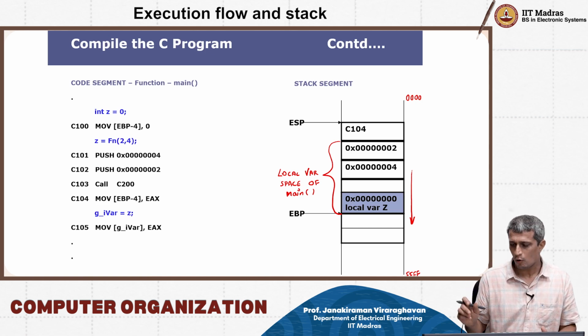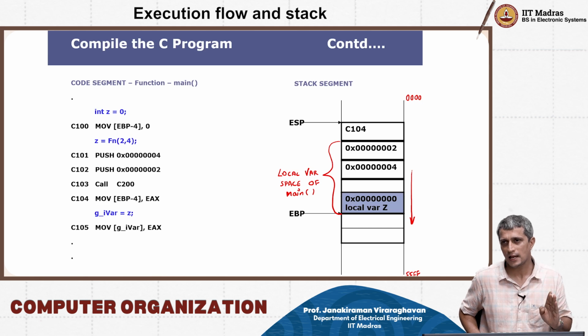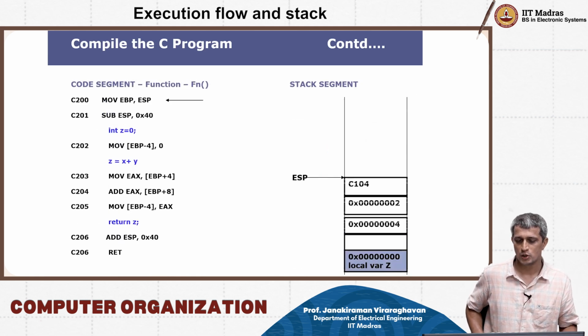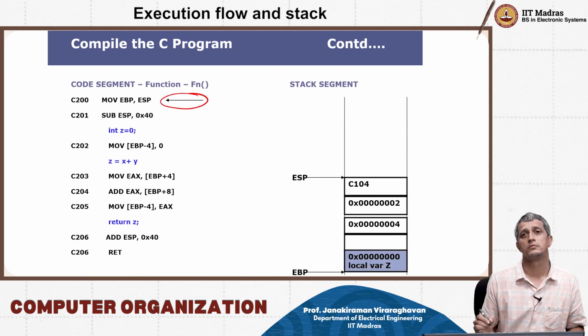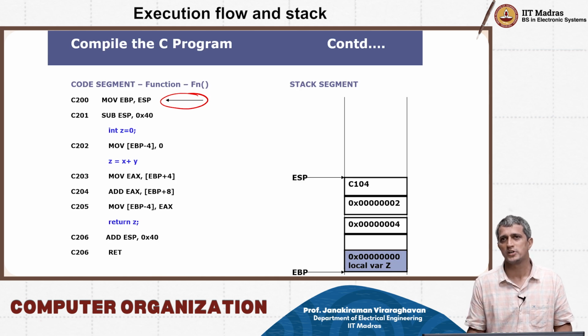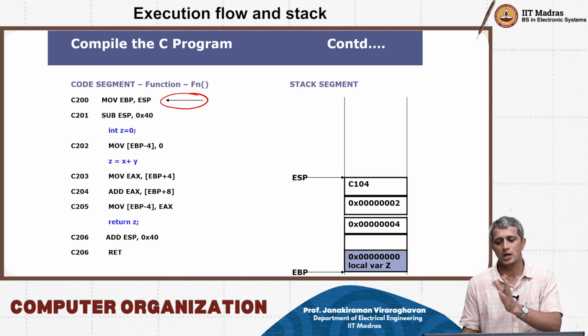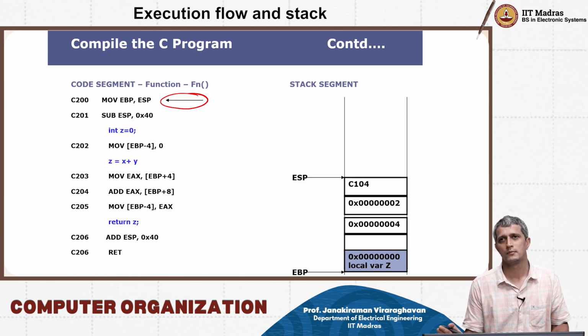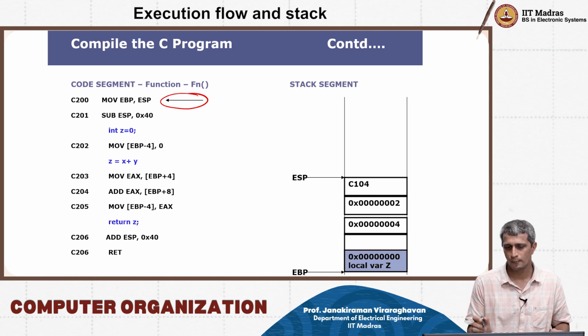Okay, therefore now what you do, having pushed the return address C104 onto the stack, you are now going to load the instruction pointer with C200. The instruction pointer, by the way, is whatever you see moving in the code segment. I think that would have been implicit by now. On the right, I am showing you the stack segment. These are the two segments of interest in order to understand the flow of a program.